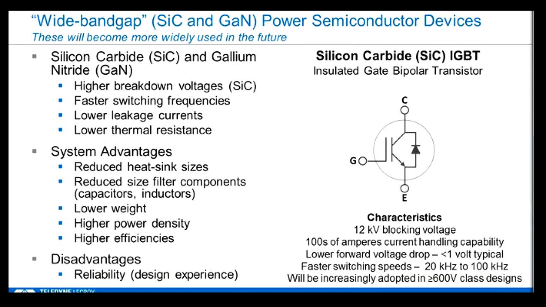You may have heard of wide band gap devices. Silicon carbide and gallium nitride are the two most common. These are being more widely used. They do improve the efficiency because they have lower losses and they can be operated at faster speeds. The higher switching frequencies are nice because you can use reduced size filter components, which means reduced heat sink sizes and lower weights and higher power densities. The disadvantage is many people are still gaining design experience with them, so the reliability is still being ascertained, but this is the wave of the future, and these will become increasingly more common over time.